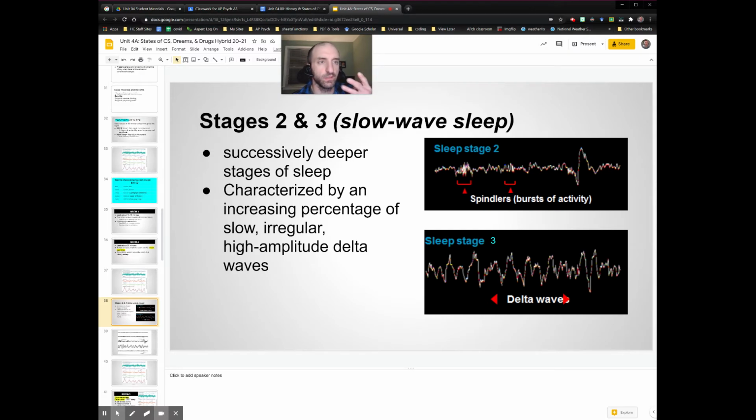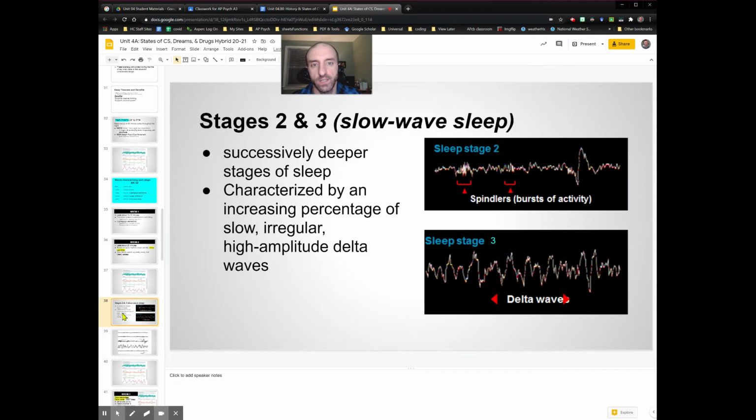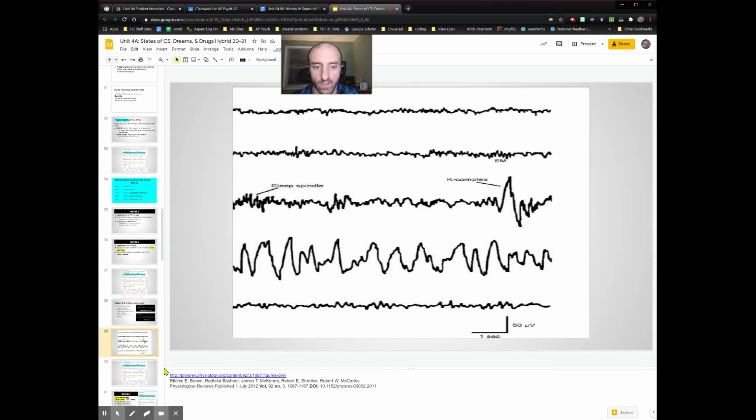Alpha, beta, gamma, delta. Well, I think they used to do it by the Greek alphabet. There used to be 4 sleep stages. They combined them, but delta would have been 4: alpha, beta, gamma, delta. What's this? Sleep spindle, K complex. This K complex is part of the transition into stage 3, slow wave sleep. This is a K complex here. It's a spike.